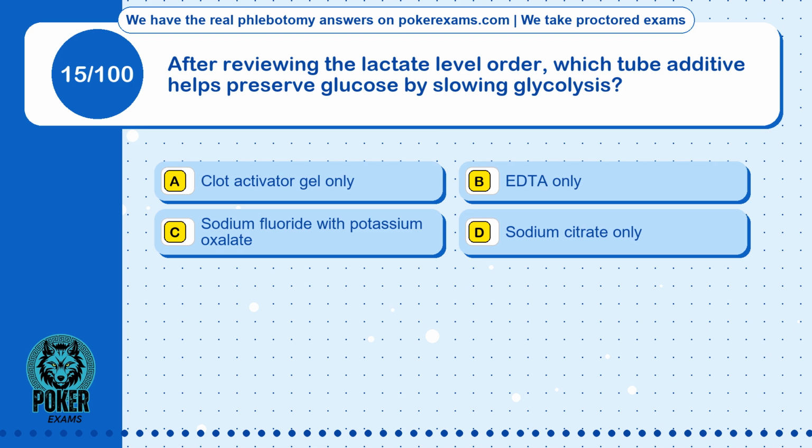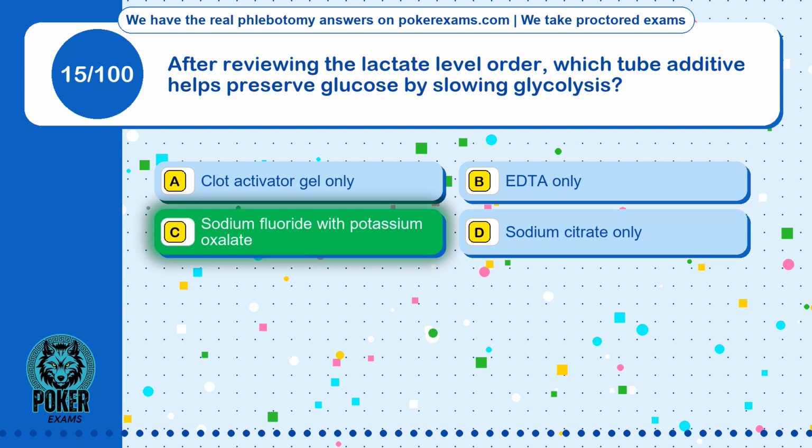Question 15. After reviewing the lactate level order, which tube additive helps preserve glucose by slowing glycolysis? Option A, clot activator gel only. Option B, EDTA only. Option C, sodium fluoride with potassium oxalate. Option D, sodium citrate only. The correct answer is option C. Sodium fluoride with potassium oxalate.